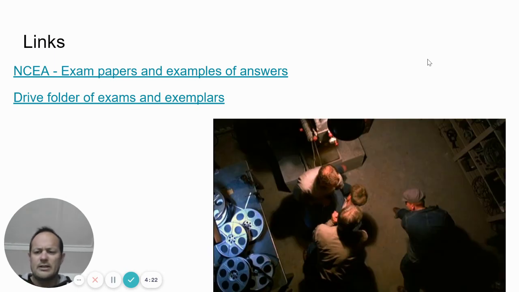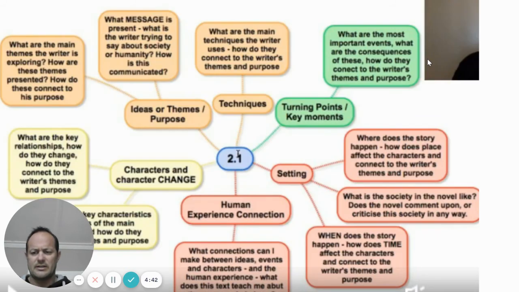I've got a couple of links that I've put in the slides that you can click on: exam papers and the examples of the answers for the last 3 years. Well, there's the link for the NZQA site. You can go back as long as you want there, but I've downloaded some PDFs and put them in that folder. Also, the second link.